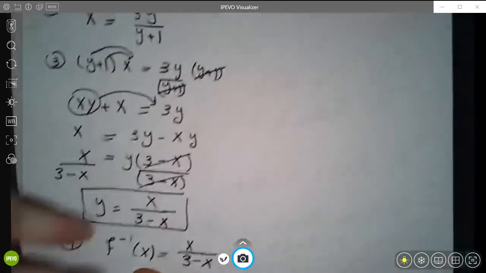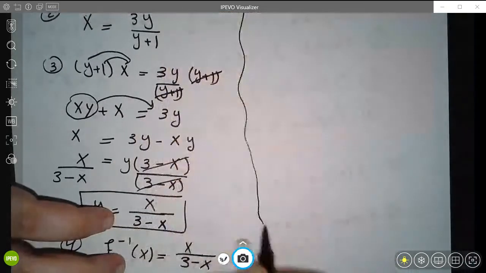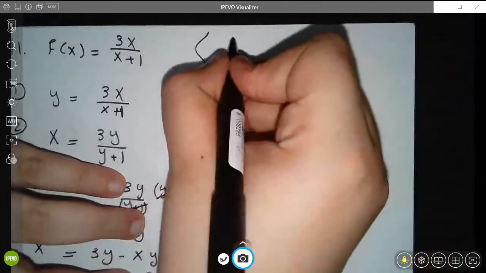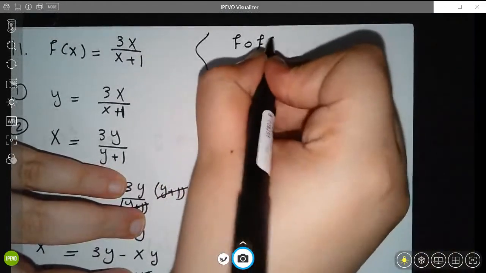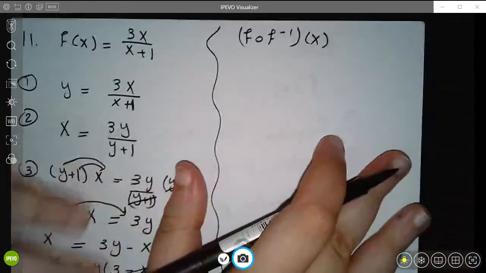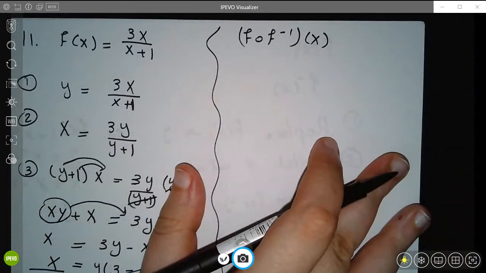Okay, let's do it. So I'm going to check over here. Now again, to check, you plug one function into the other to see if the final result is x. So I'm going to plug the inverse into the original function.